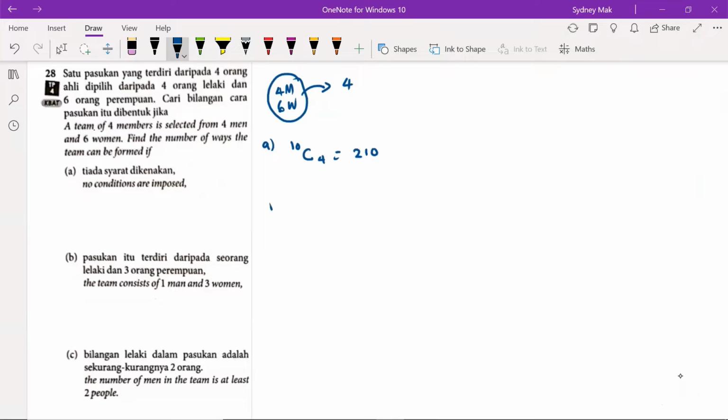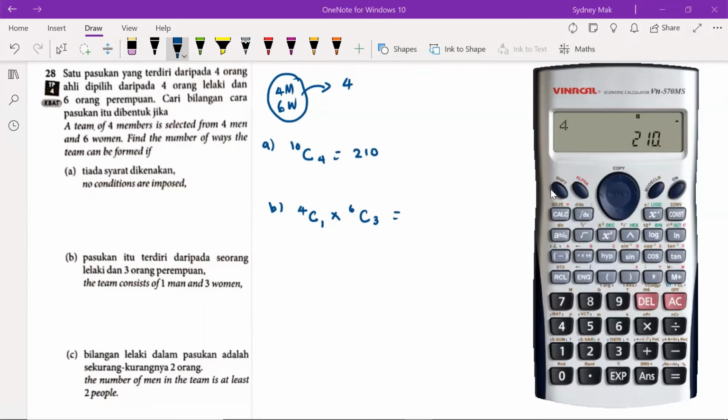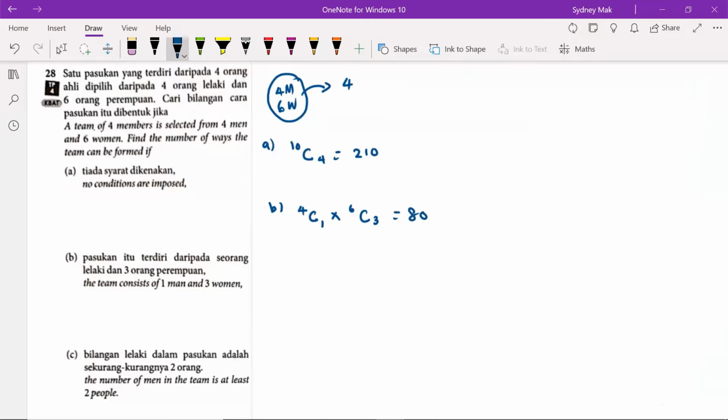And next, part B, the team consists of 1 man and 3 women. Therefore, we got to choose 1 from the men. So 4 men, we choose 1, followed by 6 women, we choose 3. Let's get the answer from the calculators. 4C1 times 6C3. So the answer is 80 ways. We have 80 ways to make our selection.